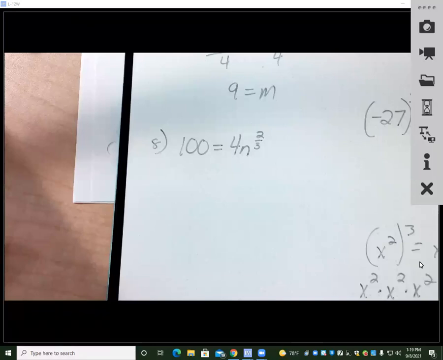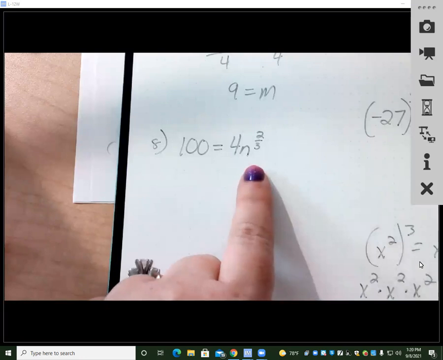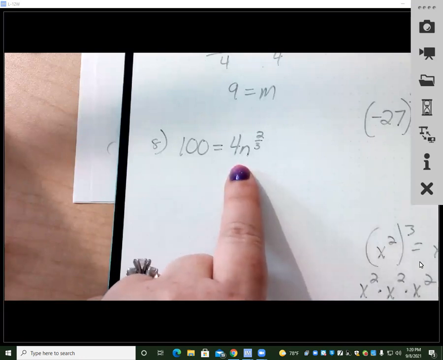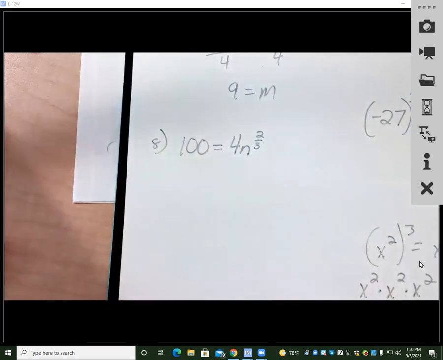Get whatever is being raised to the exponent by itself, and then raise both sides to the reciprocal power. Because if you try to do it right now, I guess you could, but who wants to bother? You're going to mess with the 4 when you don't have to. You're going to make your life harder than it has to be. Don't do that. Let's divide both sides by 4.